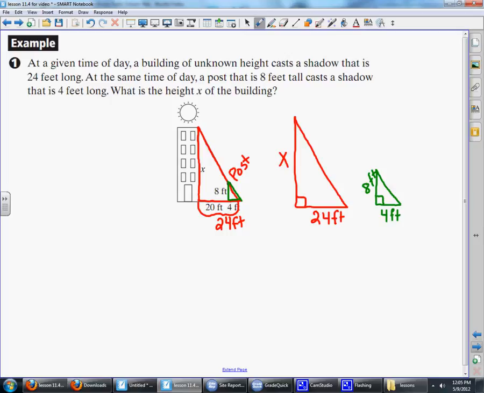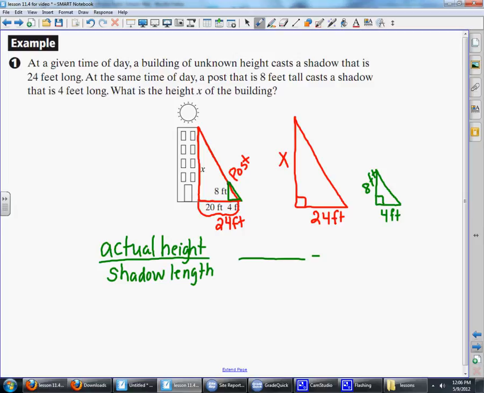Before I start, I always like to put a little key for my proportions so I know what numbers are going to go where. So I'm going to have the actual height of the object over the shadow length. In the first fraction, I'm going to put the actual height of the building. Do I know the actual height of the building? No. So we'll call that X. The shadow length of the building, though, is 24 feet.